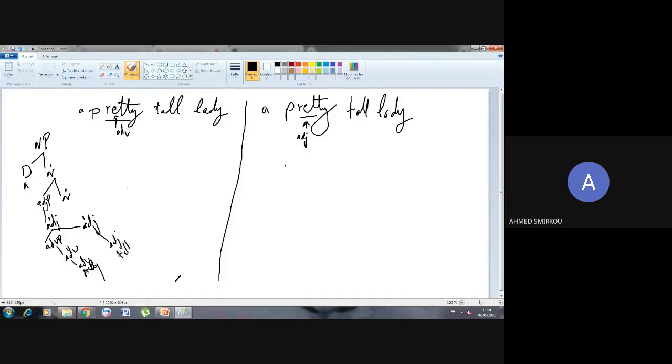What about the noun? N bar, the noun, which is lady. So, as you can see, the adjective phrase pretty tall is simply an adjunct, sister to N bar, dominated by N bar. And the adverb phrase pretty is also an adjunct, sister to adjective bar, dominated by an adjective bar.